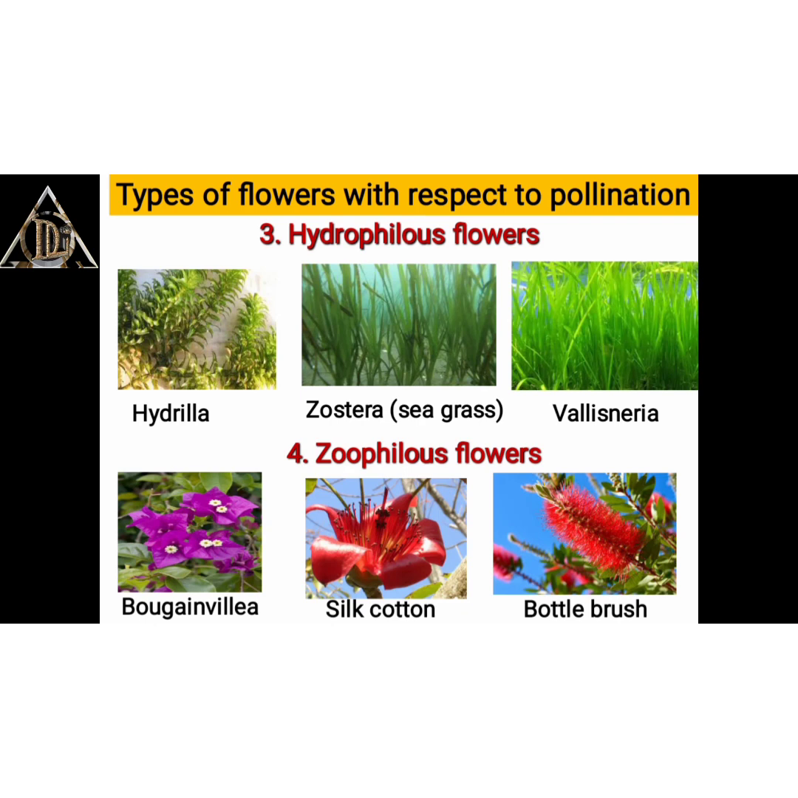Number 4, we have zoophilous flowers. From the word zoo, we have animals, so zoophilous flowers are flowers that are pollinated by animals. And examples of such flowers, we have bougainvillea, silk cotton, butterbrush, among others.